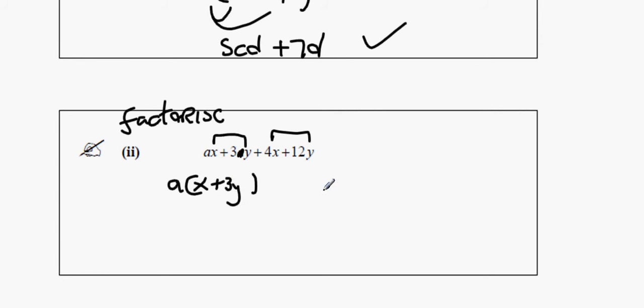Next one, there's no letter to take out because x and y are completely different, so you have to look at the numbers. Look at the number 4 and the number 12. Does 4 divide into 12? 4, 8, 12. So 4 goes in 3 times. Take 4 out, and what you're going to be left with is x, because 4 multiplied by x is 4x. Now 4 multiplied by what gives you 12y? 4 multiplied by 3y gives you 12y.